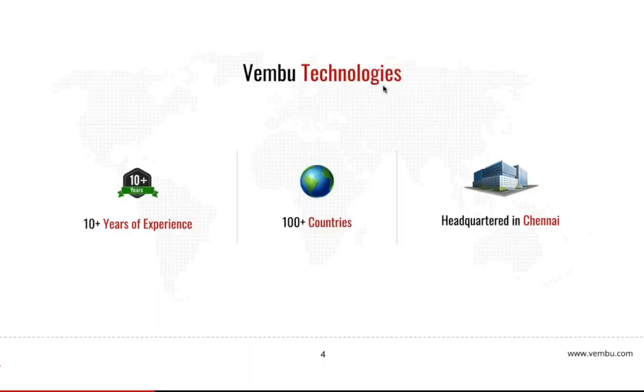For those who are new to Vembu, we've been offering this backup and disaster recovery solution for more than 10 years, and we've reached more than 100 countries. We have an office headquartered in Chennai. All the development and engineering is from Chennai, and we also have an office in the US. We have a global reach, with more than 60,000 businesses using our software.